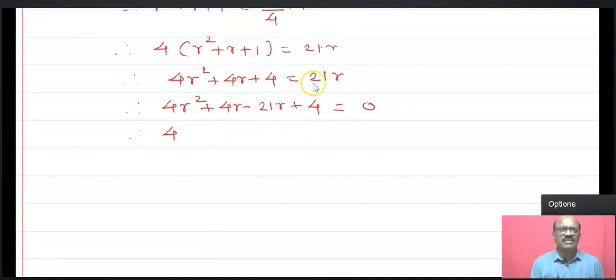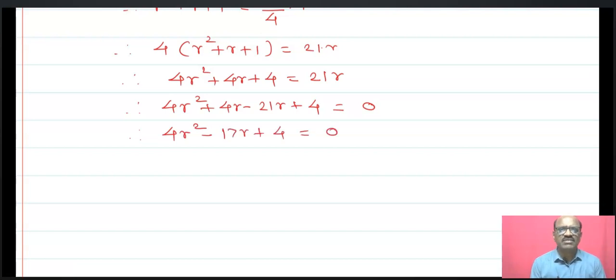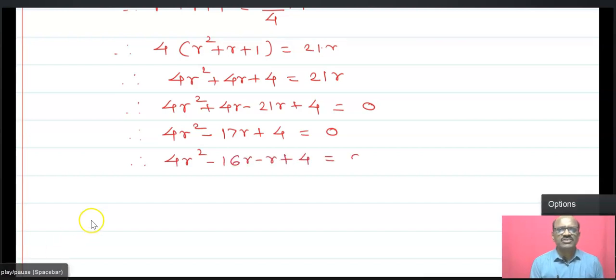Now see these steps. Now this 21R on the right hand side, when we bring it to the left hand side, it becomes minus. Therefore 4R square plus 4R minus 21R plus 4 equals 0. And see this now, 4R square plus 4R minus 21R, that is minus 17R plus 4 equals 0. Now we will factorize this quadratic equation, 4 into 4, that is 16.